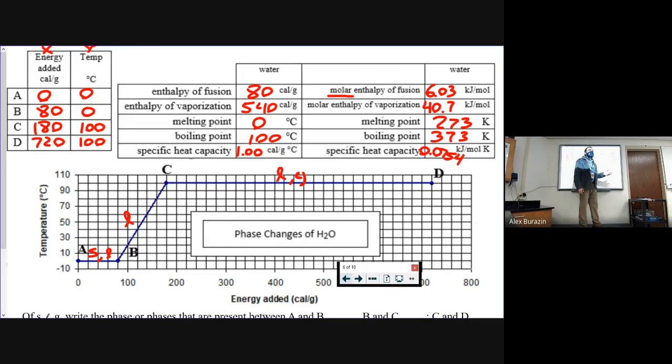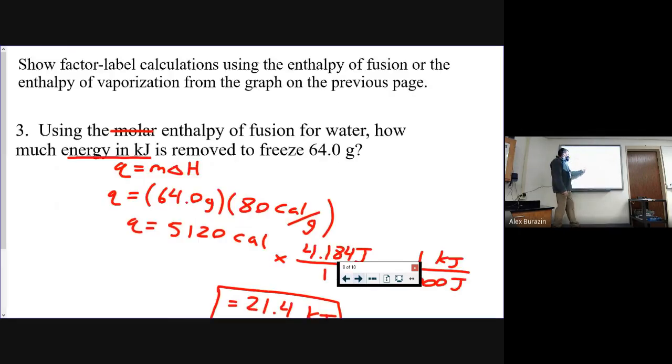Totally up to you whether you want to convert on the front side of this problem and change this into moles right away and use the other value, or keep it in grams, use the value per gram to get the calories, and then convert the calories after the fact to get the kilojoules. Either way is fine. You'll get the same answer. But there's more than one way to do this problem.